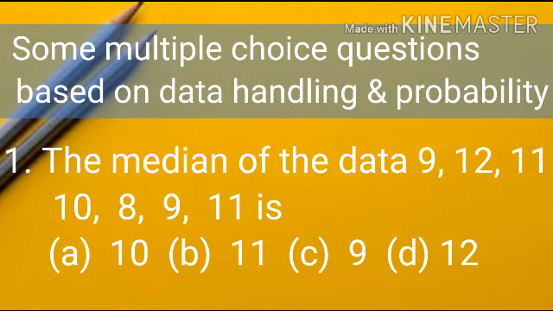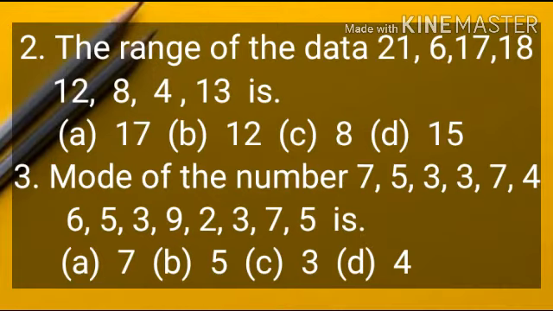So you have to arrange this data in ascending or descending order, and you know the middle observation is its median. So you have to arrange this in ascending or descending order and find the median. Question number 2. The range of the data 21, 6, 17, 18, 12, 8, 4, 13 is option A 17, option B 12, option C 8 and option D 15. Students, you know the difference between the highest and lowest observation in a given data is called range. So you can find the range.